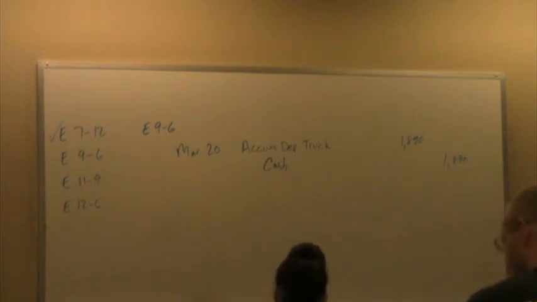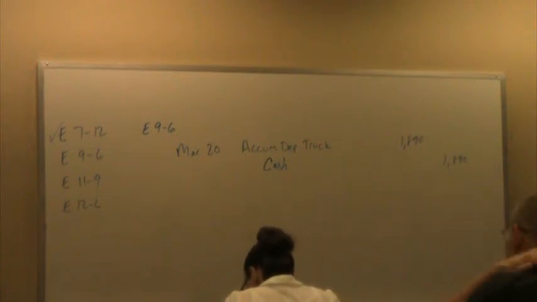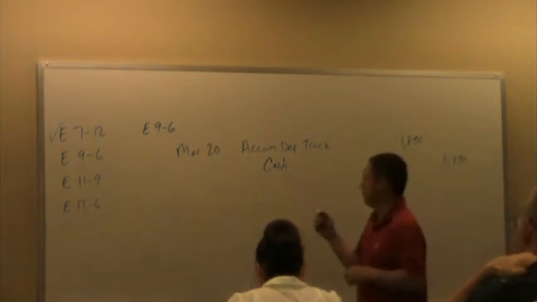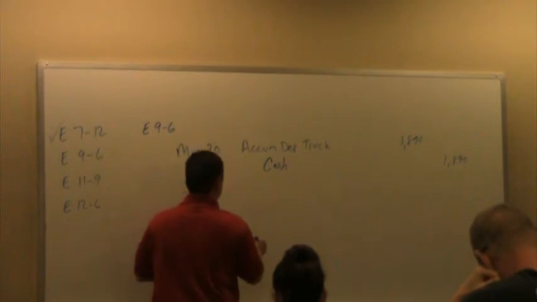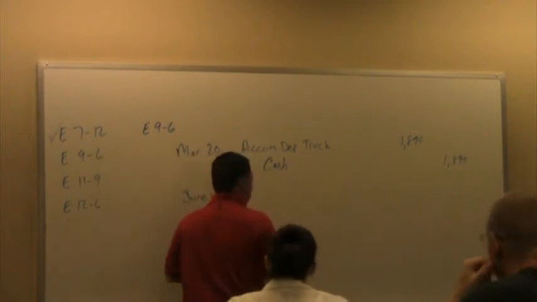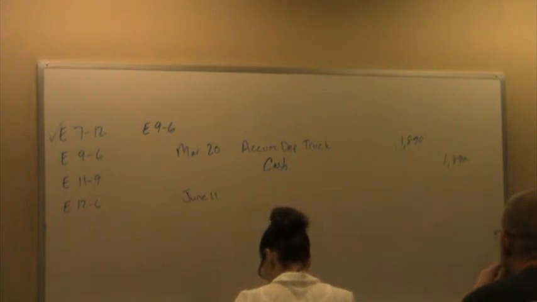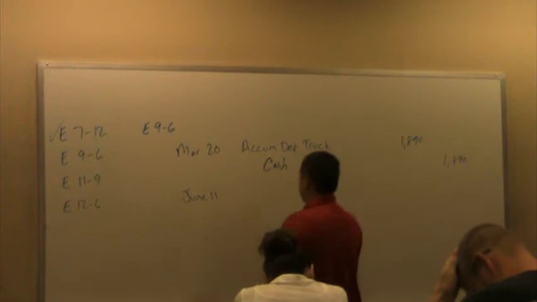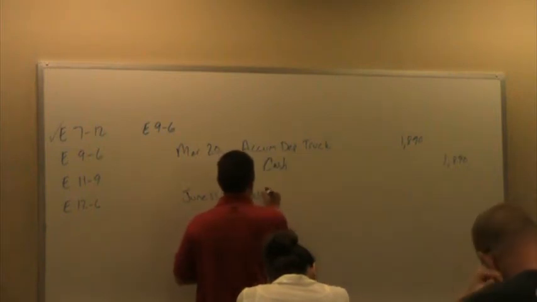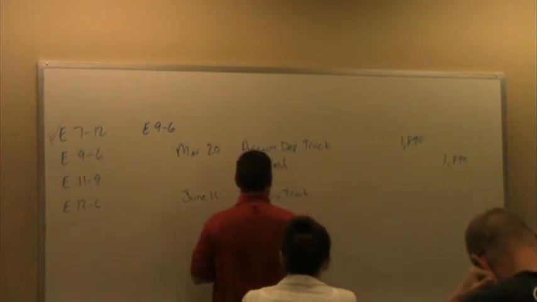All right, so next question says here, on June 11th, paid $13.50 for installation of a hydraulic lift. So, June 11th. We have cash, right? And then what else do we have? Yeah, delivery truck. Shouldn't miss any of this, right? And then cash.